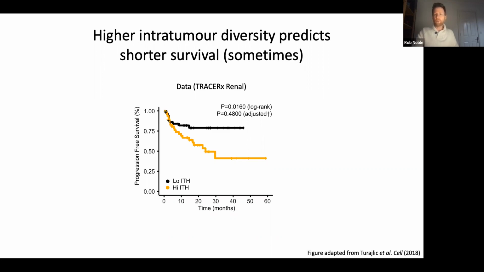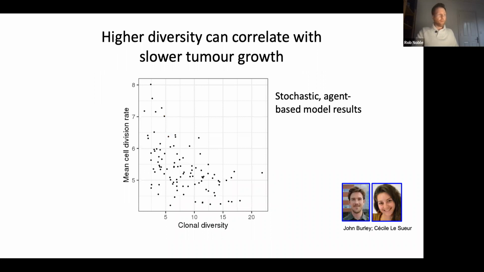But what they also found is that if you control for stage and grade, then this effect disappears. So in other words, it's true, but it's no better than the standard, which is to look at stage and grade. And we wanted to understand why this happened and whether this is always the case. So we used the same model. And what we found, a bit surprisingly, is that in some cases, higher diversity can correlate with slower tumor growth. So you detect tumors that have higher diversity, and you find that in the future, they are going to grow more slowly. So that might seem a bit unexpected. Again, this was work in which a couple of master's students, John and Cecile, were instrumental.